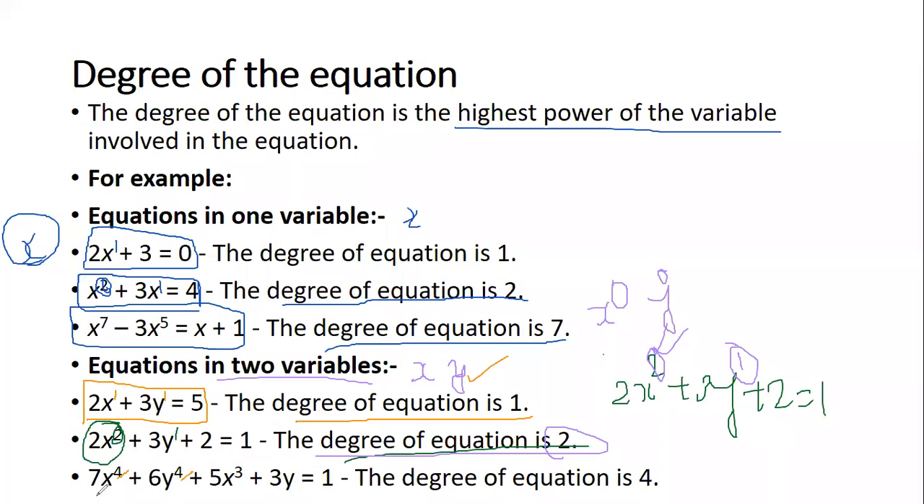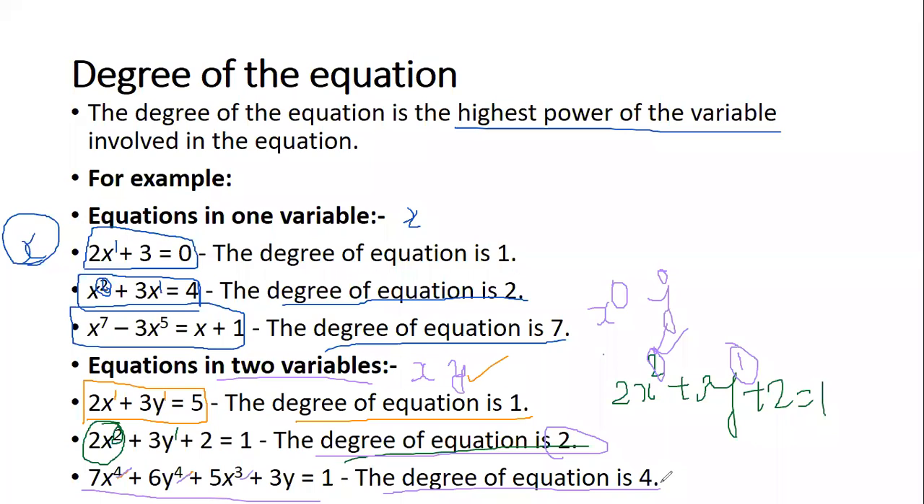Okay. Now coming to the last example, 7x to the power 4, 6y to the power 4, 5x cube plus 3y is equal to 1. Now can you say what is the highest degree here? Yeah, both x and y have 4 as the power. Good. So the degree of the equation is 4.